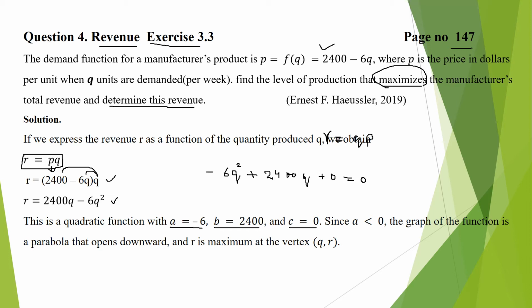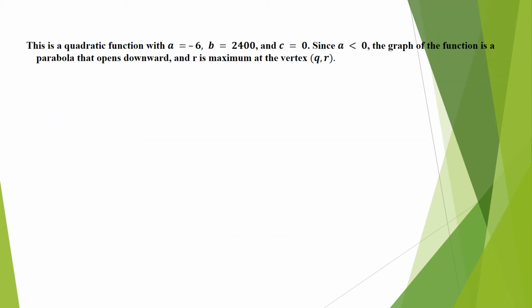But here the value of a is equal to -6, which is less than 0. So it means that the graph of the function is a parabola that opens downward. So we will get the maximum at the vertex. First of all we need to find the vertex, which gives the maximum value. So how do we find the vertex?